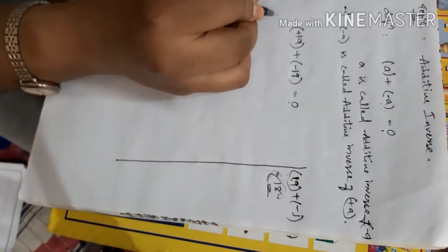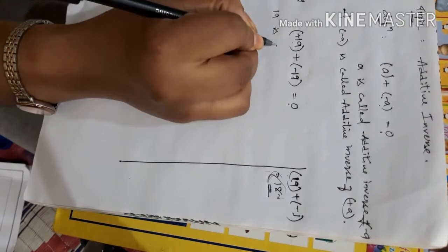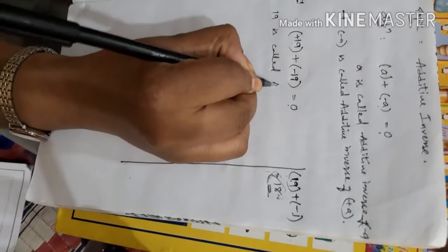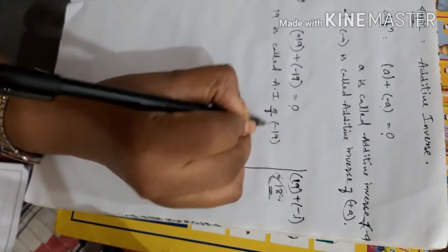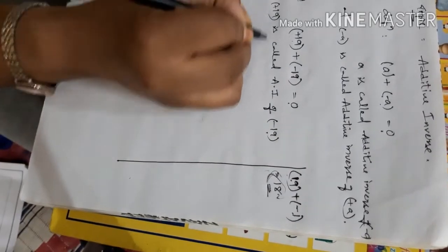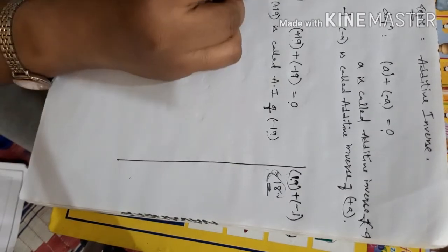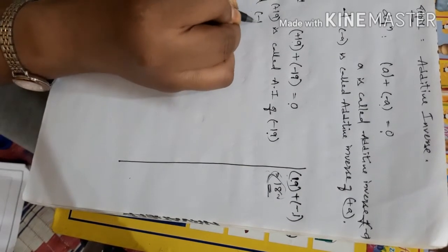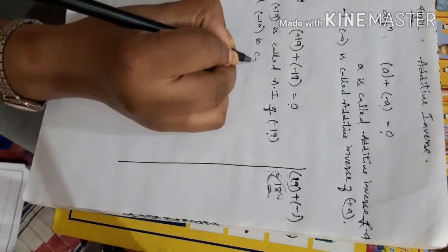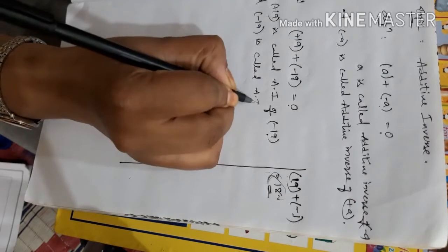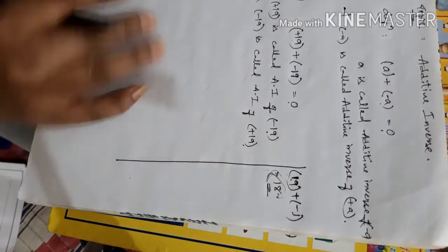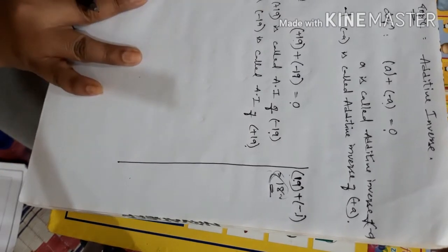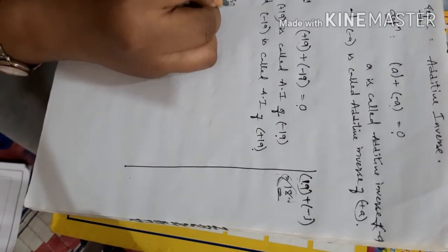So that is why plus 19 is called additive inverse of minus 19, and minus 19 is called additive inverse of plus 19, vice versa. Okay, both are additive inverses to each other. Okay, now one more example.